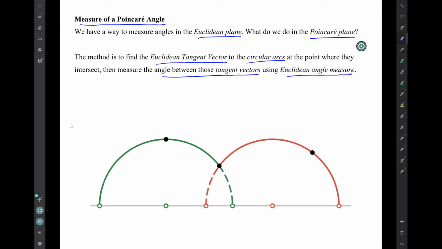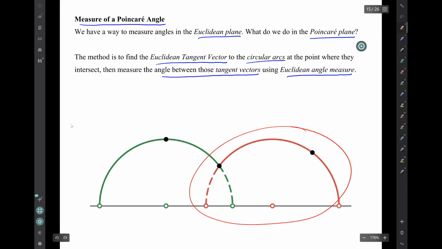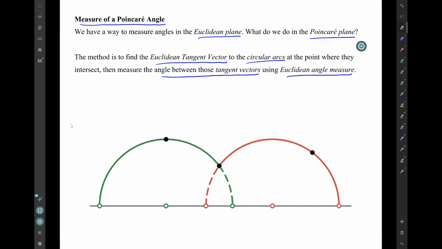So I'll illustrate that on this drawing here. Here I've got two lines in the Poincaré plane. These circular arcs are lines. Now I can imagine a tangent vector here. That's a Euclidean tangent vector drawn to that circular shape, and another tangent vector here. So now I've got these two straight-looking vectors, the red one and the green one, and I can just simply find the measure of the angle formed by those vectors using Euclidean angle measure.